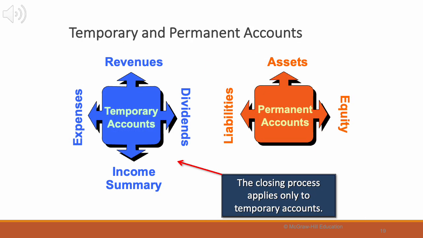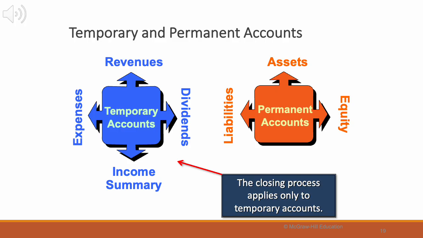In accounting, we divide accounts into two main categories: temporary accounts and permanent accounts. Temporary accounts include revenues, expenses, and dividends. These accounts are used to track activity for a single accounting period. At the end of the period, they are closed, reset back to zero, so that the next period can start fresh. Their balances are transferred to the income summary account and then into retained earnings.